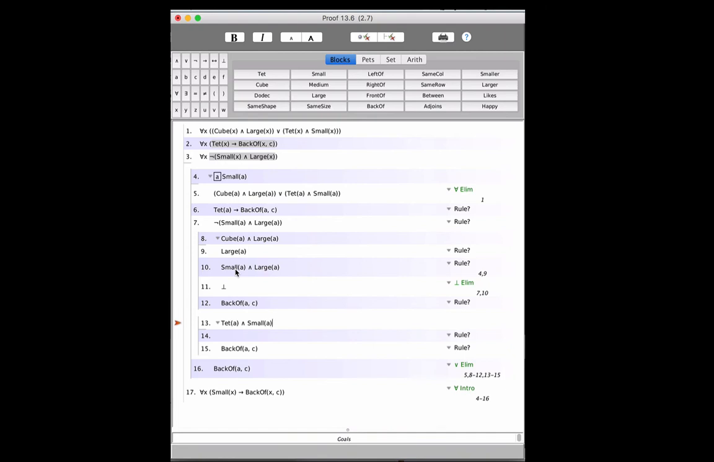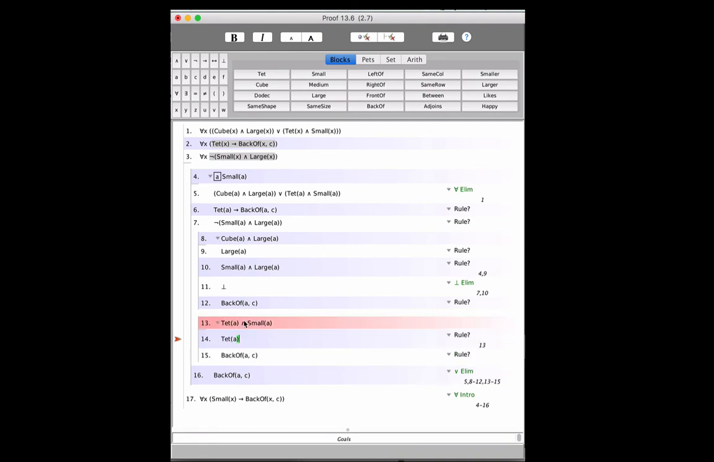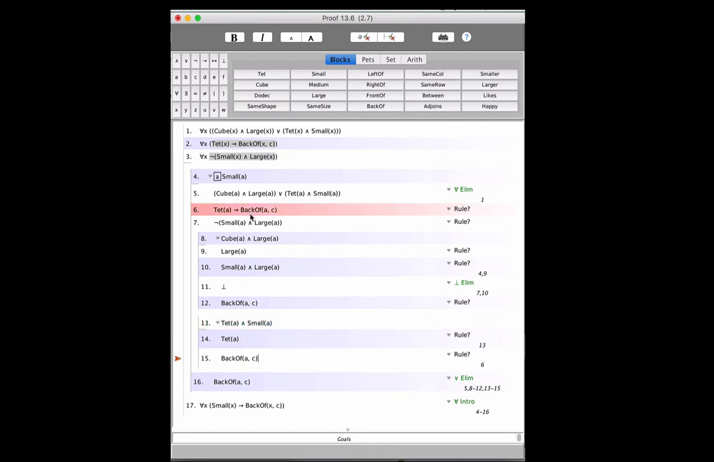Now, the only animal you haven't dealt with yet in terms of the previously instantiated or eliminated universals is line 6. And I think you can see that line 13 has the antecedent you want. So eliminate the left side of the conjunction at line 13. Then line 6 and 14 get you back of AC.